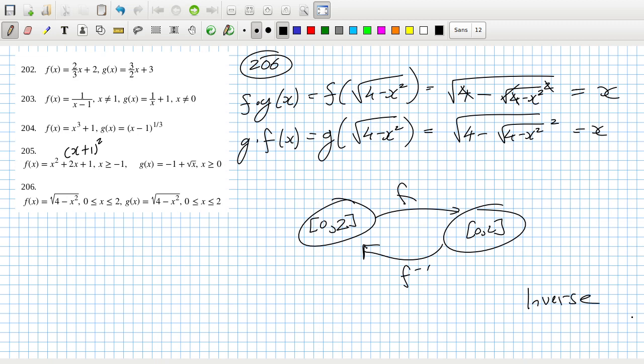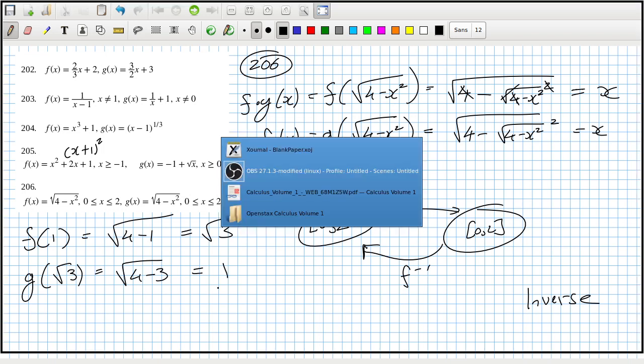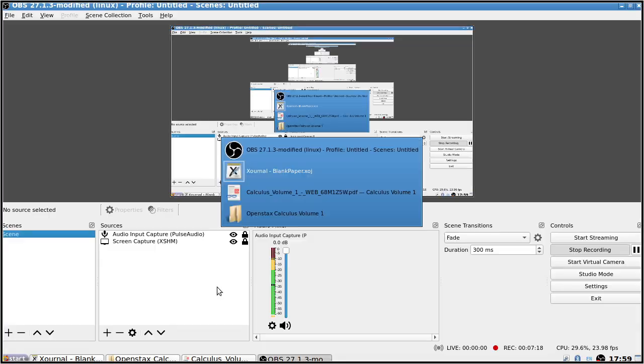So that's nice. For example, if I calculate f of 1, that will equal root 4 minus 1, which equals root 3. And if I calculate g of root 3, that's equal to root 4 minus 3, which equals 1. So yeah, it seems to check out. Okay, well, we still have sound, that's good.